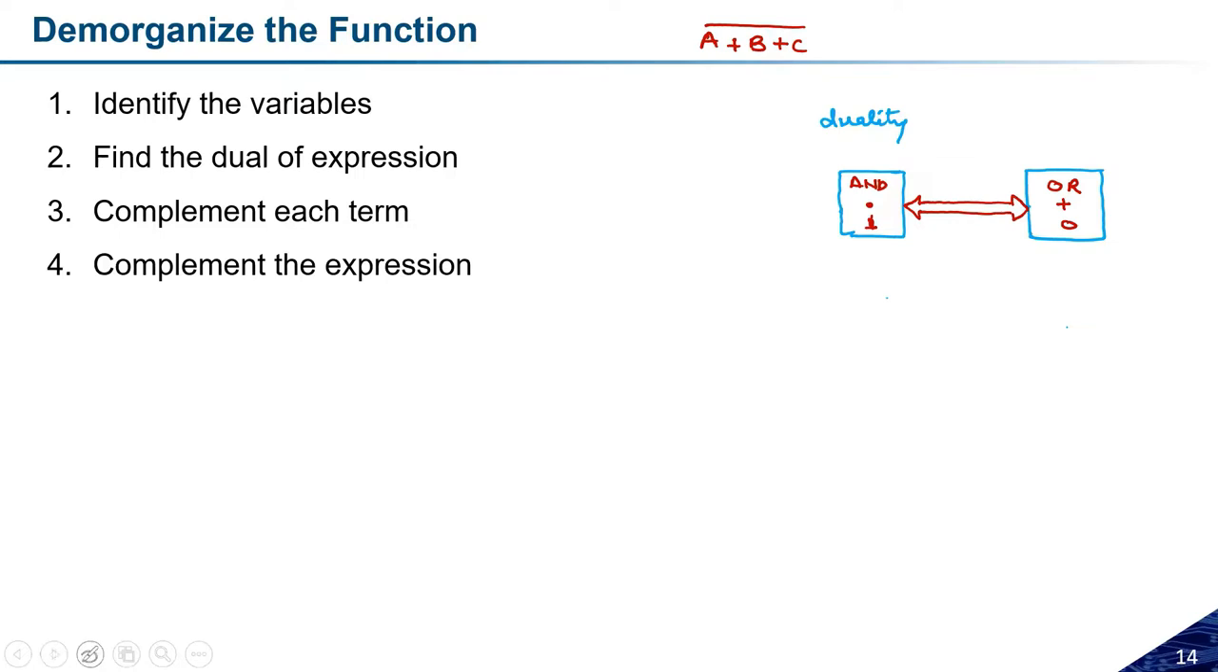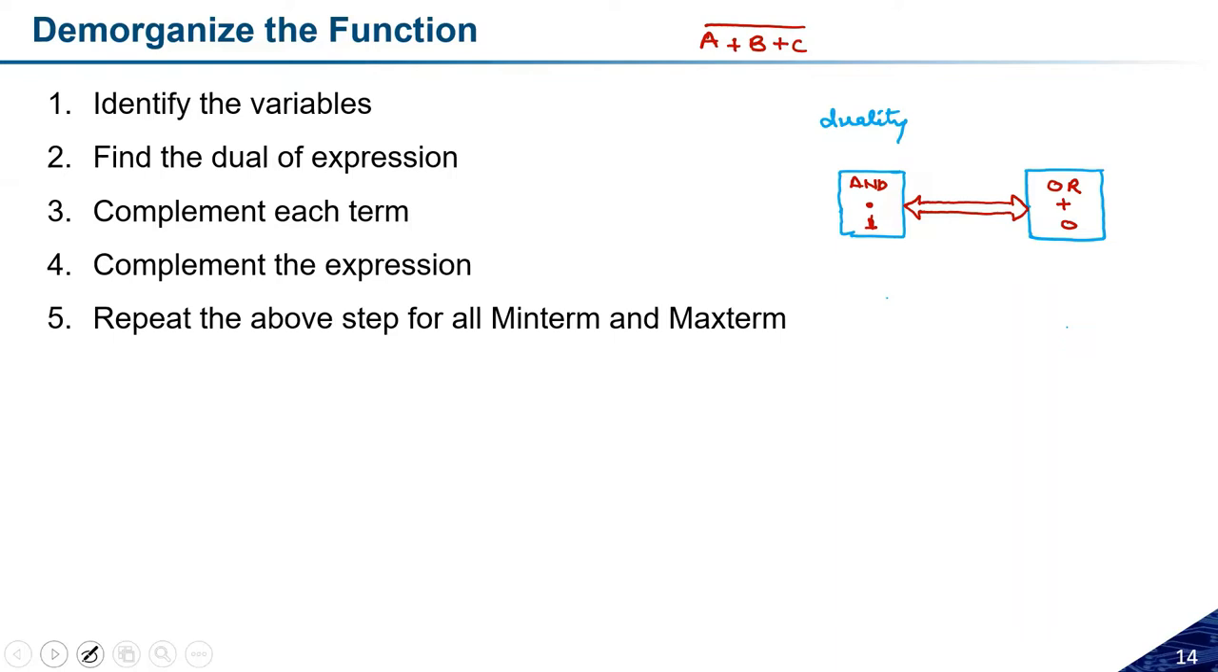And the fifth one is to repeat the above steps for all the min terms and max terms. What this min term and max term is, please wait. I will tell you about this min term and max term. Min term and max term is nothing but a group of variables. Later on I will discuss in more detail, but for now, let me explain what the min term and max term are.